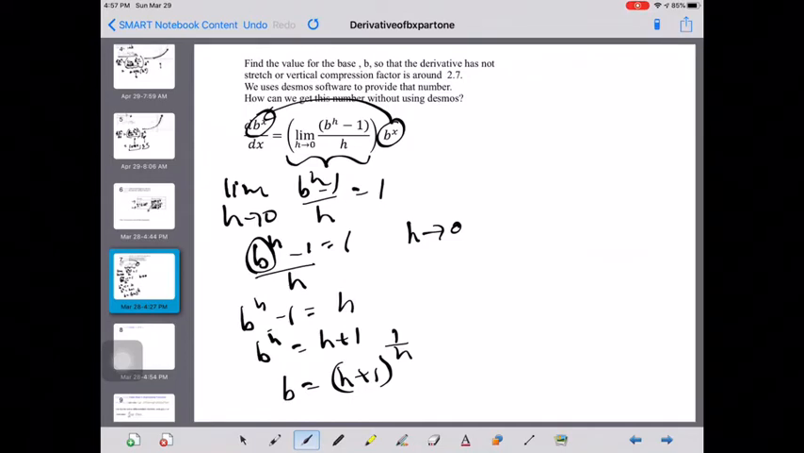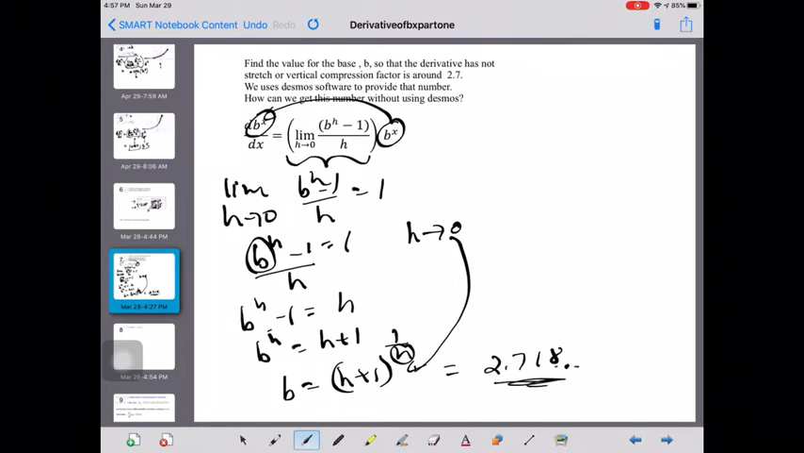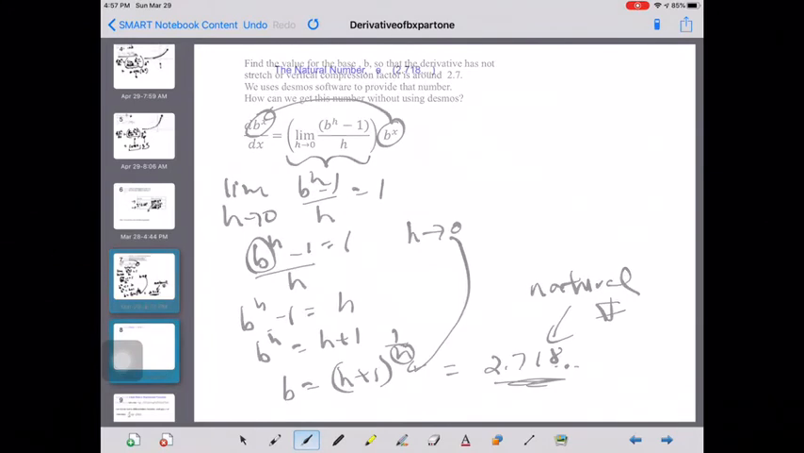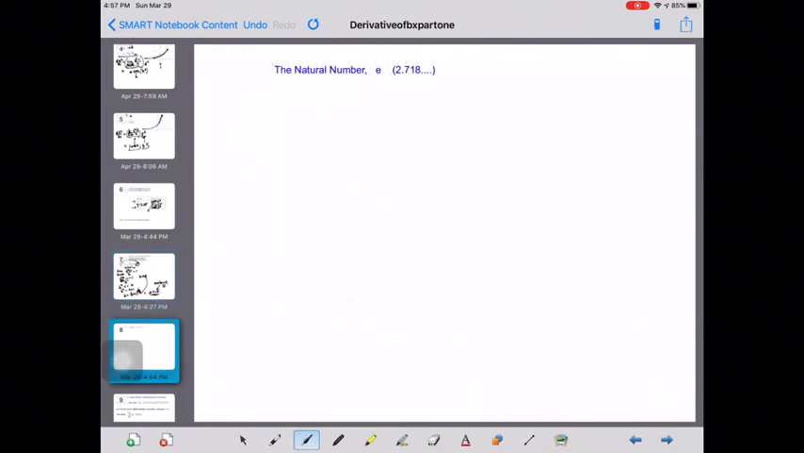Now we're in a position to substitute a very small number into here. We can't sub in 0 or it's going to be undefined. So you sub in 0.001, and when you do that, you're going to get a number that's very close to 2.718-ish. The more decimal places, the more accurate the number. This number here is a special constant. A popular constant would be pi, which is 3.14, with lots of decimal numbers after that. This number is actually called the natural number. So 2.718, we call it e, the natural number.